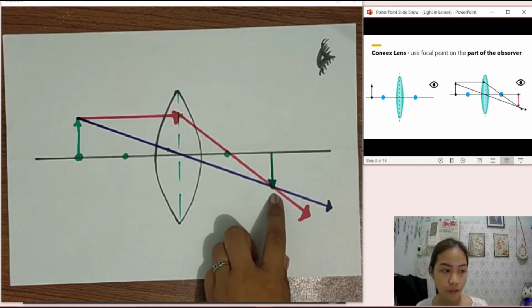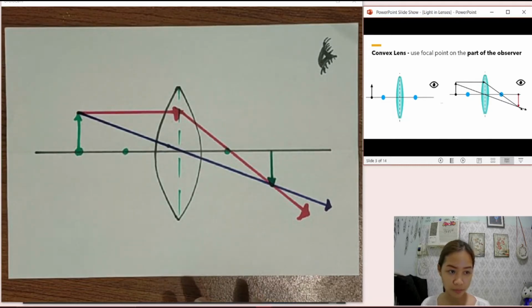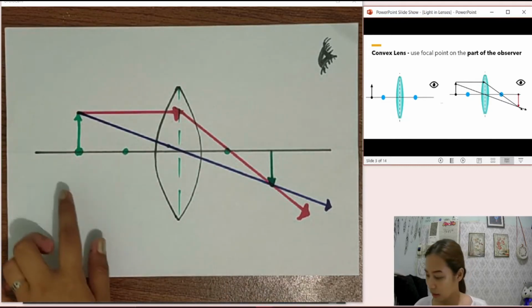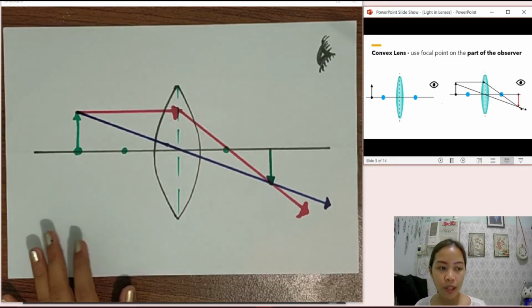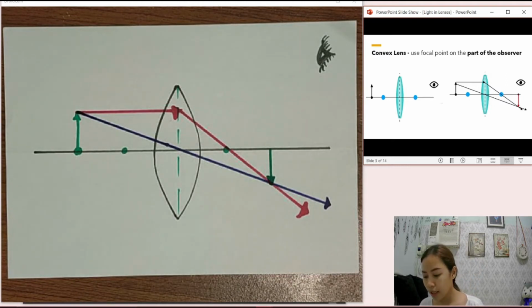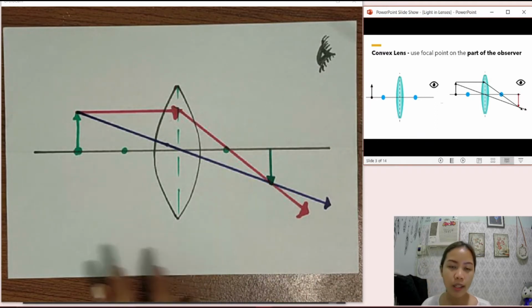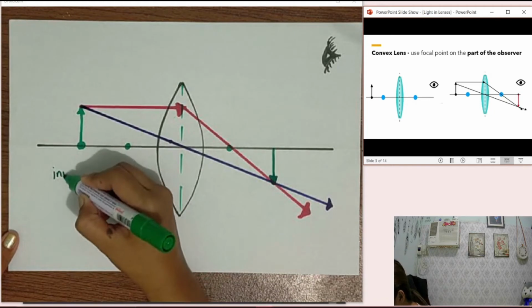Okay, so dira siya na form. Okay, so the question is, what image or what type of image was formed by this convex lens? Okay, so ano na siya nga image? So the image is located below the optical axis, and this is inverted.